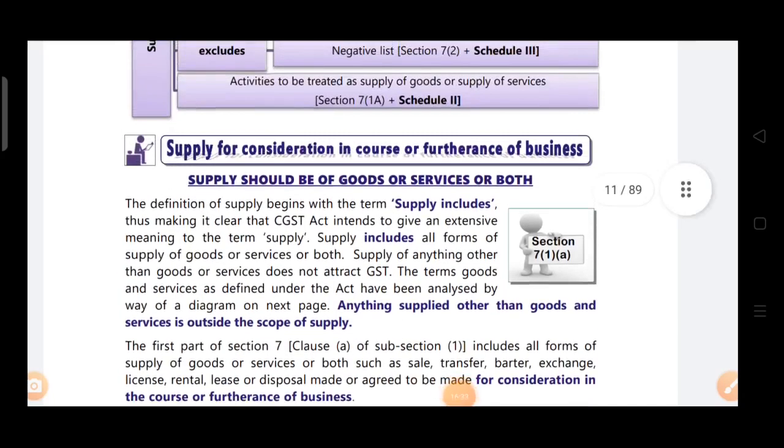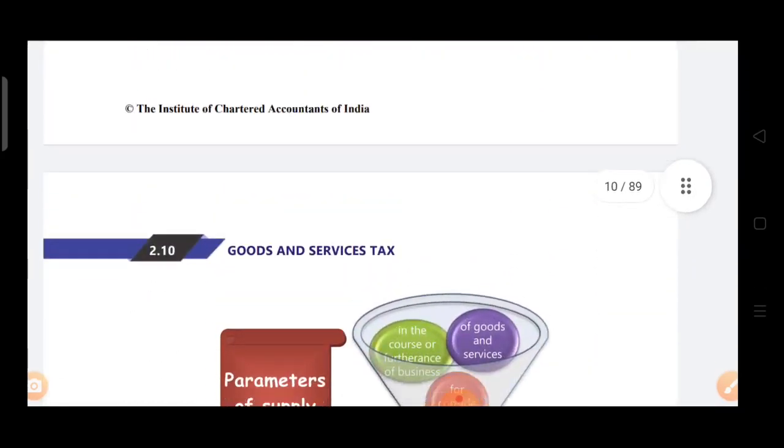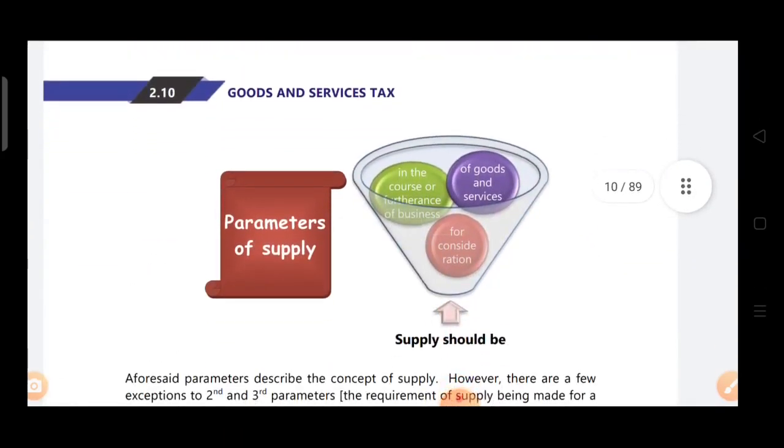So the three parameters, let's recap once. These are the three parameters: it should be in the course of furtherance of business, it should be for consideration, supply should be of goods or services. So these are the three parameters of supply.